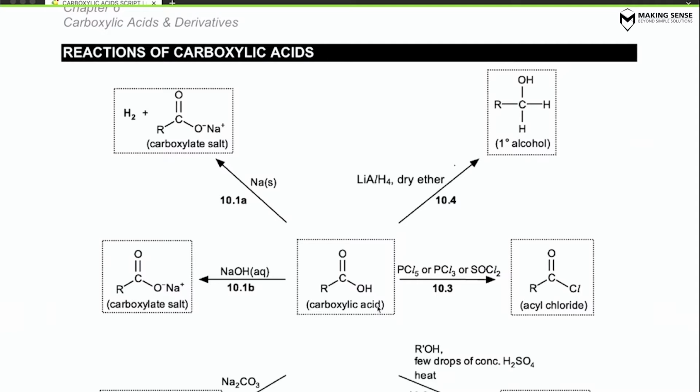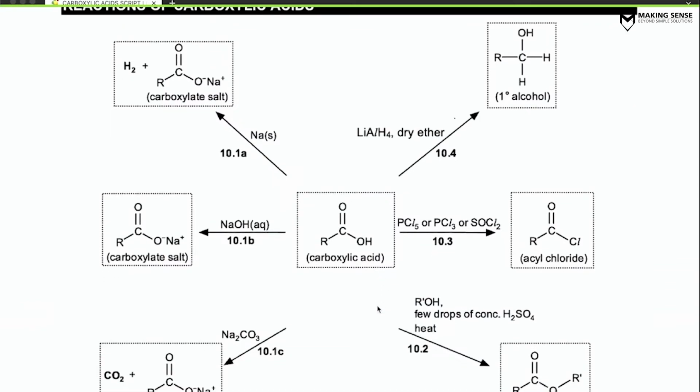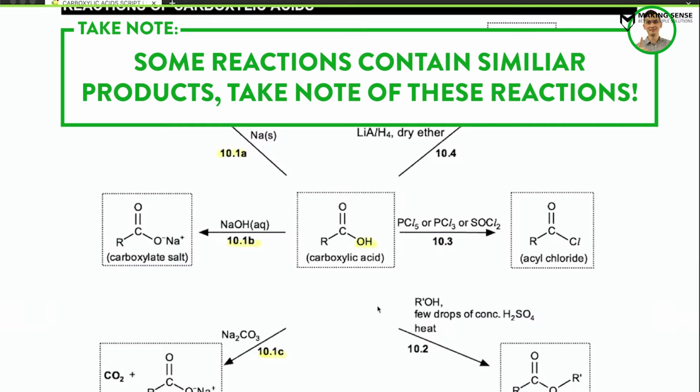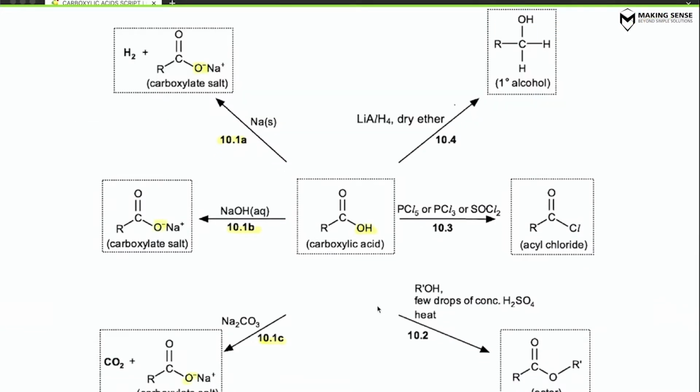Now, if you look at your reactions, if you look at the mind map, there are several reactions that carboxylic acids can do, but some of them are quite similar. For example, if you look at reaction 10.1a, b, and c, you do notice that the products are the same, right? You do notice that the carboxylic acid is changing into the corresponding carboxylate salt, and that can be done using several reagents. Now, we can use either sodium hydroxide or sodium carbonate. They are similar with subtle differences. So why not we bring out the differences to the students?